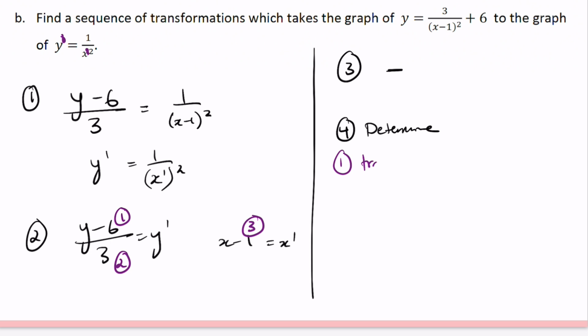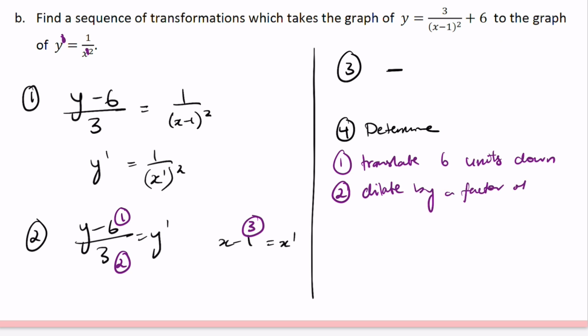1, we're going to translate 6 units down, or if you want to write it in a more fancy way, you can say in the negative direction of the y-axis, which is probably the nicer way to write it, but this is just quick hand. We're then going to dilate by a factor of 1/3, this time from the x-axis because it's attached to the y values. And finally, that minus 1, we're going to say translate 1 unit to the left.